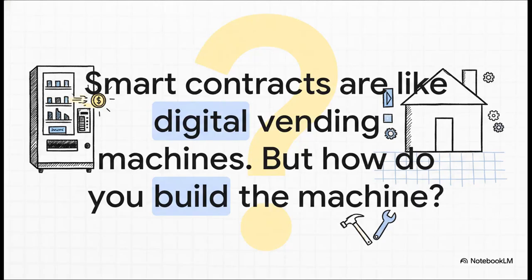You've probably heard the analogy that smart contracts are like digital vending machines, right? You put a coin in, and you're guaranteed to get a specific thing out. It's a great way to start thinking about it, but it kind of leaves you with a big question. Okay, but how do you build the machine? So for this explainer, let's try a different analogy. Forget vending machines, we're going to build a digital house.